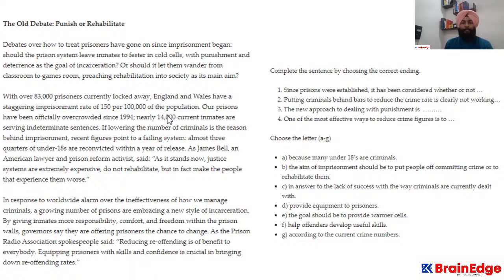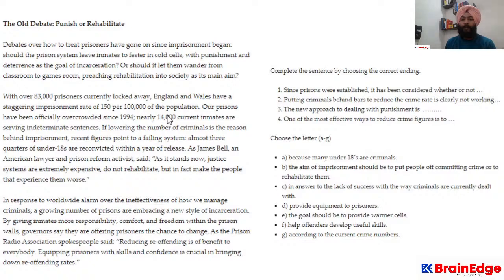Okay. The new approach to dealing with punishment is dash, new approach. So I'll quickly jump on to the exact keyword, new. It is important not to jump to the keyword straightly and ignore the paragraph. I recommend you to at least read a paragraph once, because it will help you and your accuracy will improve. Okay, new style. So the new approach to dealing with punishment is dash.